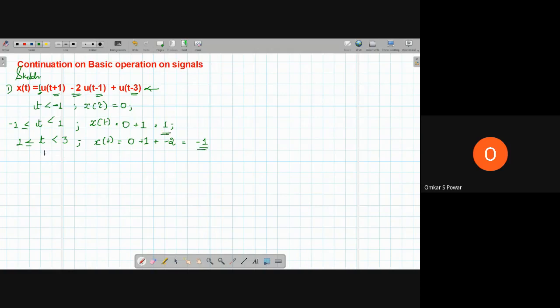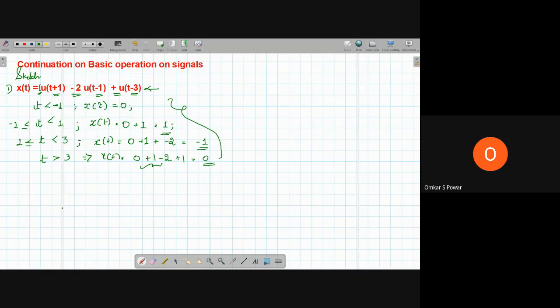Now what is remaining? t greater than 3. So for t greater than 3, x of t is equal to 0 plus 1 minus 2, then what is the value here? Plus 1. So this value, minus 1 plus 1, is equal to 0. Now we have to plot by seeing this. So how does the value of t vary? Minus 1 to 1, 1 to 2 and 2 to 3.